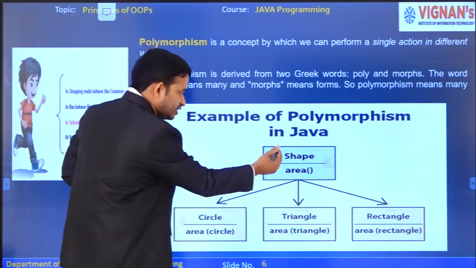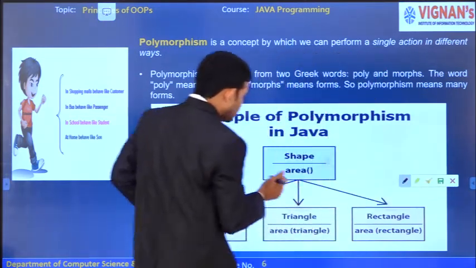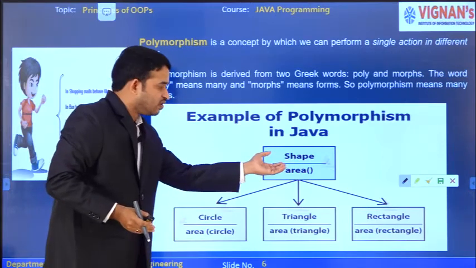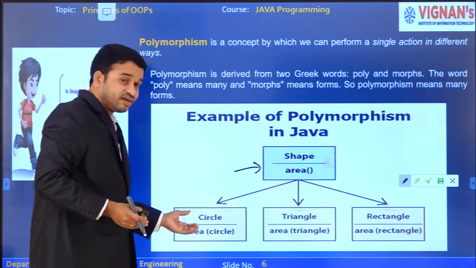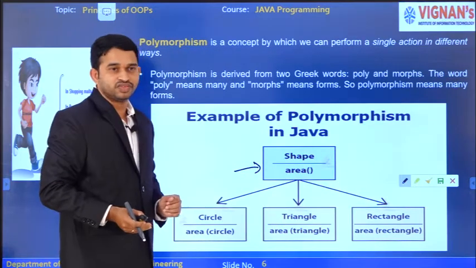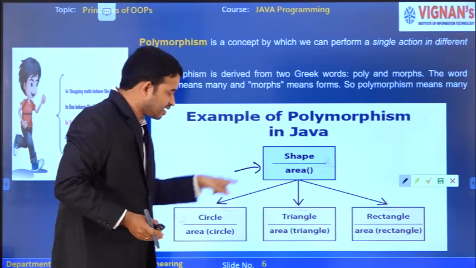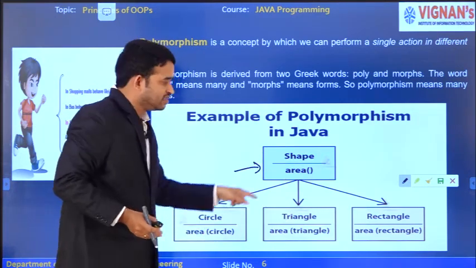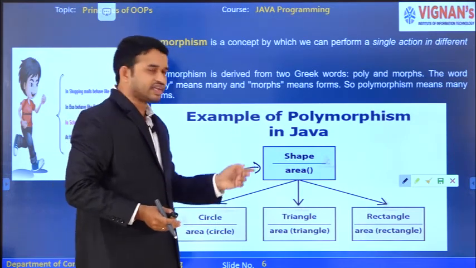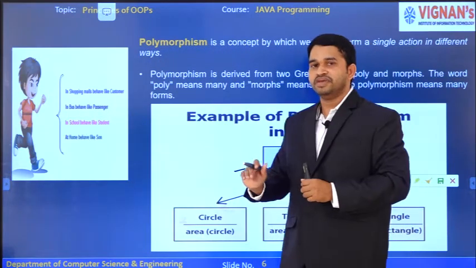In this shape I declared one method, area. The same area method I want to use to calculate the area of a circle, the area of a triangle, and the area of a rectangle. All these things are possible with the help of polymorphism, which means many forms. The same thing can act for different purposes. So polymorphism means many forms.